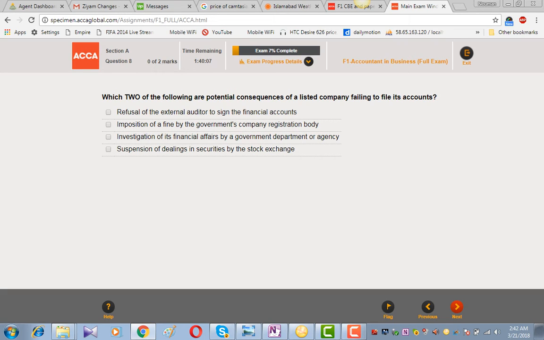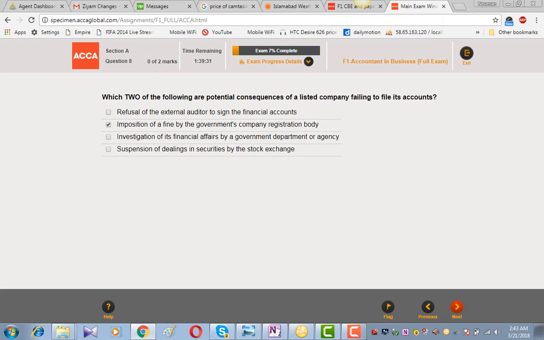Second is imposition of a fine by the government's company registration body. That can be a problem if a listed company fails to file its accounts, because a listed company has specific regulations to follow. So the government, or any given regulatory authority, can impose a fine on the company. So I will select this option, but I will not go to the next question before reading the other two options.